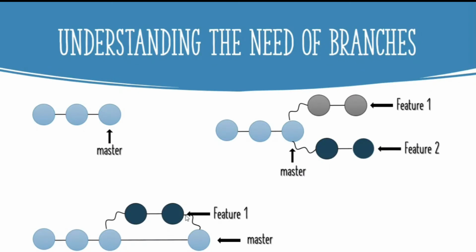But now our feature 1 will be pointing at this commit, and the master branch, after merging these two commits in it, will point at the most latest version of our project. In this way, you can see that branches indeed make our work easier, and that is why it is very essential to use branches in Git. Let's understand the practical knowledge of branching now.